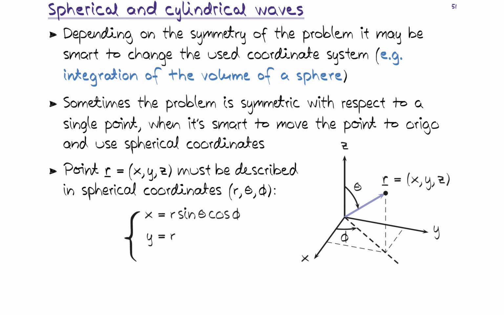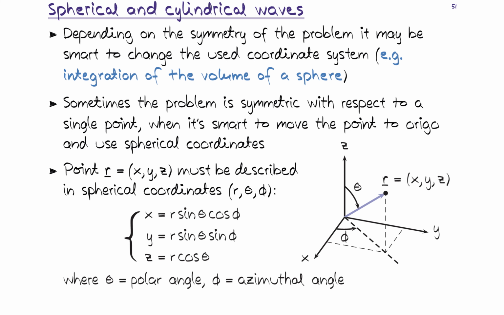The y can be written as r times sine theta times sine phi, and z can be written simply as r times cosine of theta. And here, of course, theta is the polar angle, phi is the azimuthal angle, and r is the distance from the origin of my coordinate system.